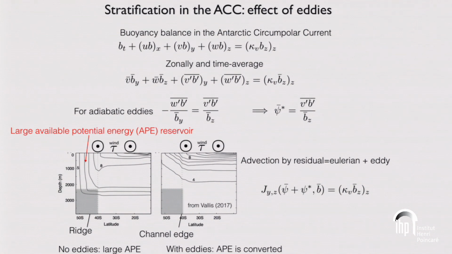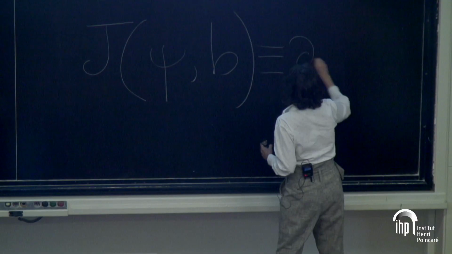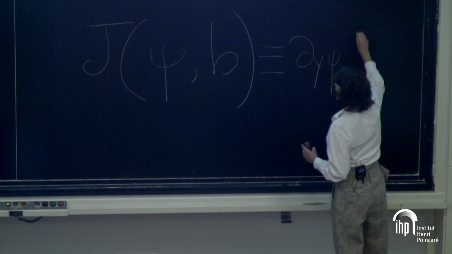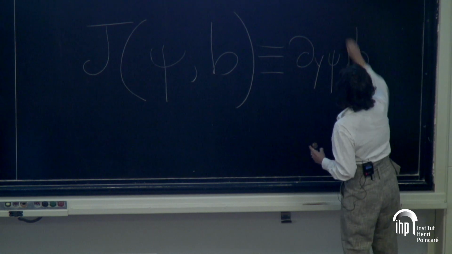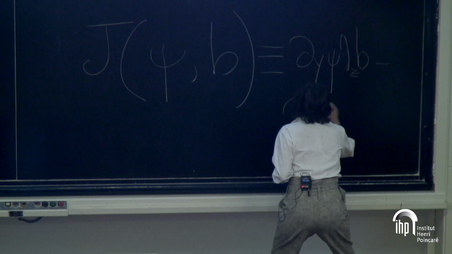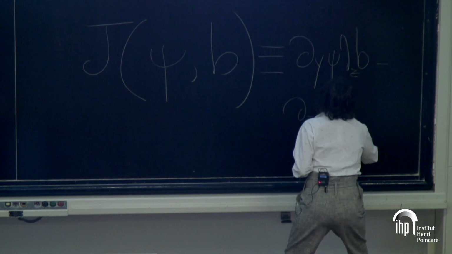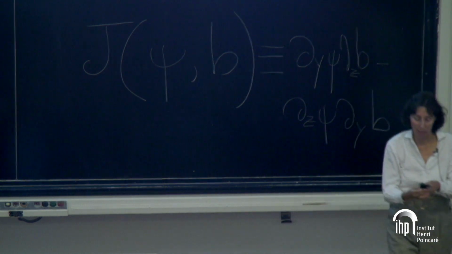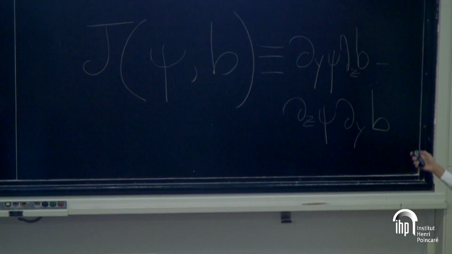So then, I meant to write this, maybe because I don't know if this notation is known to people. That means d/dy of psi times d/dz of b minus d/dz of psi times d/dy of b. I'm not sure this is a familiar notation, so there it is.